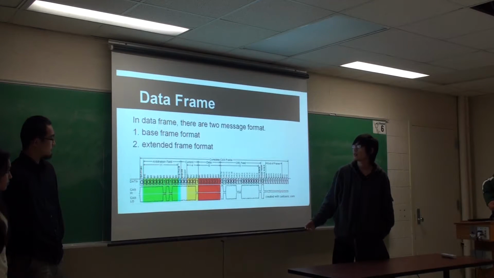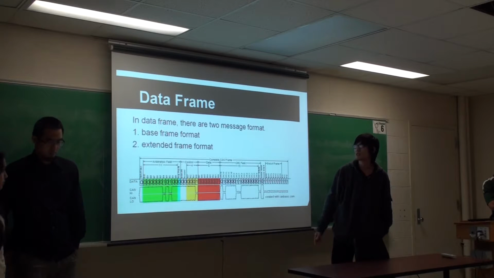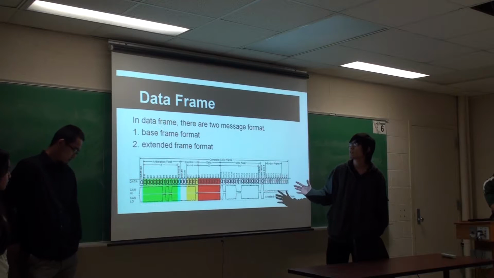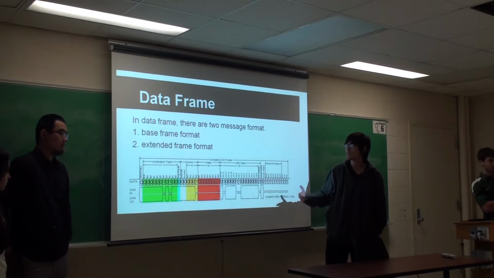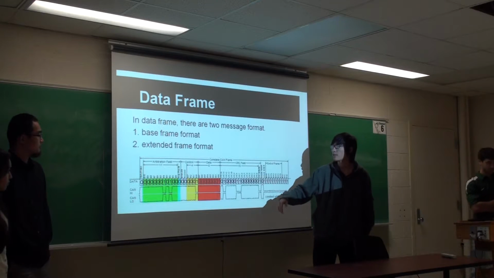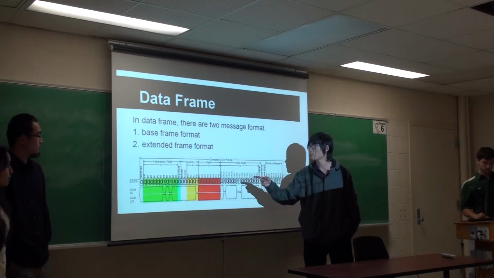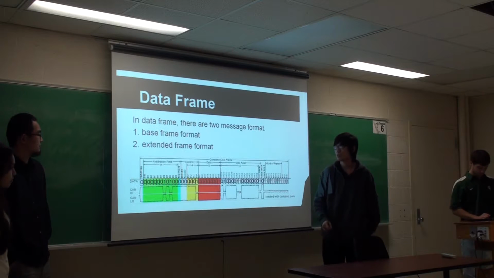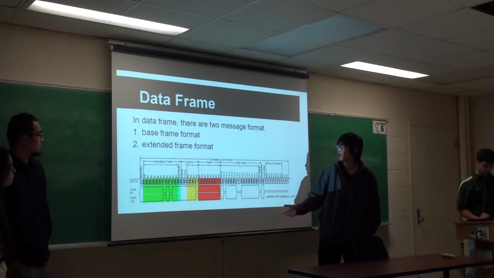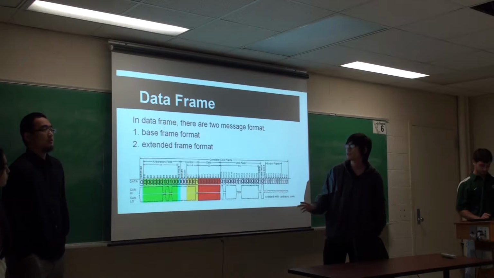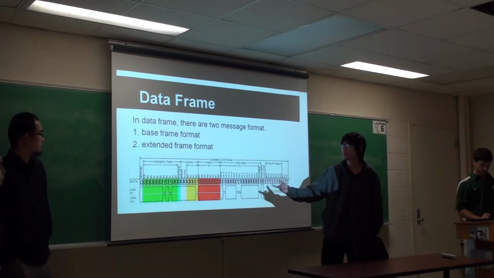It's called the RTR, which means the remote transmission request. It can tell whether this frame is a data frame or a remote frame, which I will mention later. For the data frame, it will be 0, and for the remote frame, it will be 1, which is recessive. And the next is the identifier extension bit. It determines whether the identifier is 11 or 29 bits. 0 is 11 and 1 is 29.